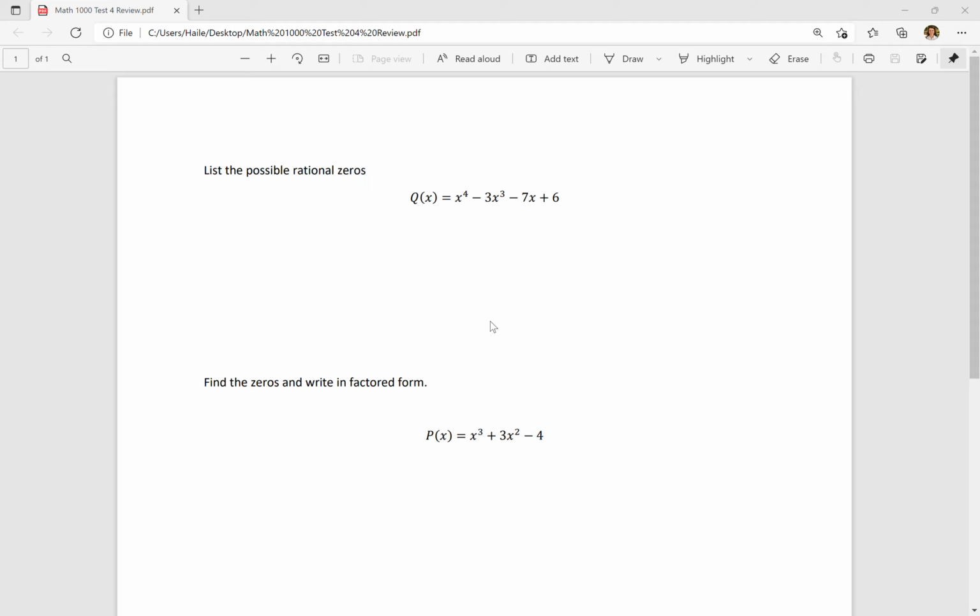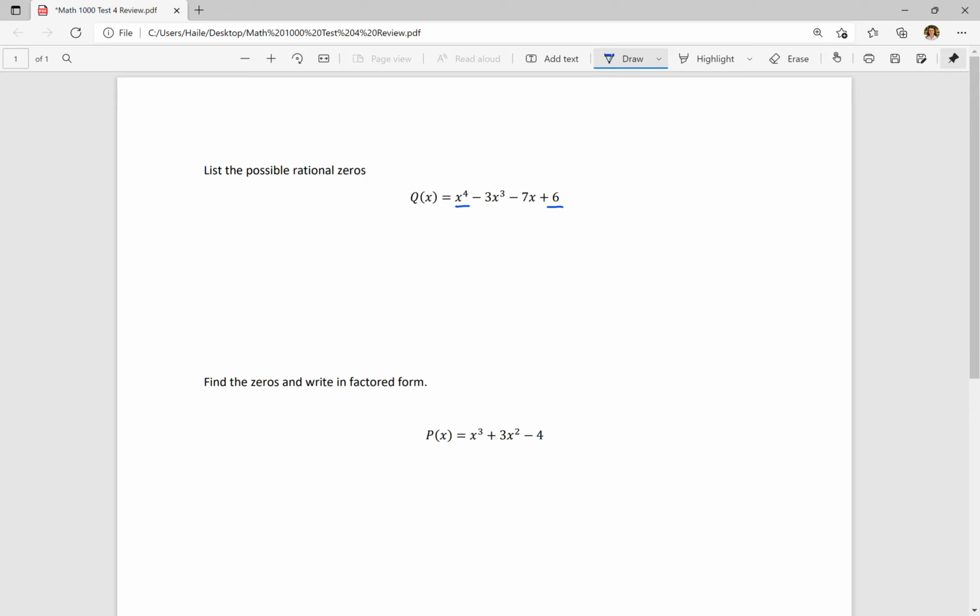In this problem, we're going to list the possible rational zeros for the polynomial q of x is equal to x to the fourth minus 3x cubed minus 7x plus 6. To do this, we're going to use the rational zeros theorem, which says we can take the constant term, so that's the term that does not have an x, and we can take all the factors of that and divide by all the factors of the largest degree term, and this will give us all of our possible rational zeros.